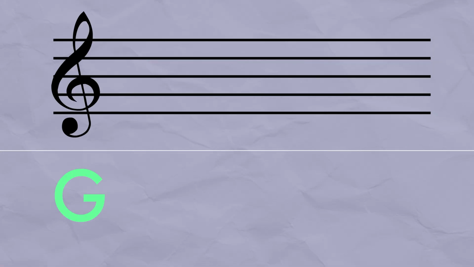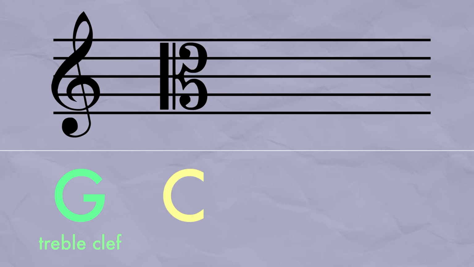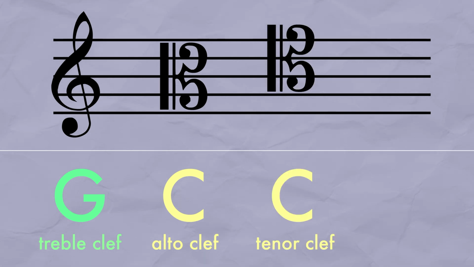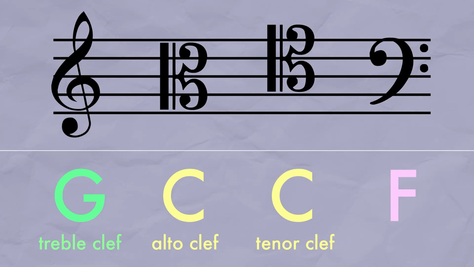So to recap, there are 4 main clefs. The G-clef or treble clef, used for treble parts, the third line C-clef or alto clef, used for slightly lower alto parts, the fourth line C-clef or tenor clef, used for even lower tenor parts, and the F-clef or bass clef, used for low bass parts.